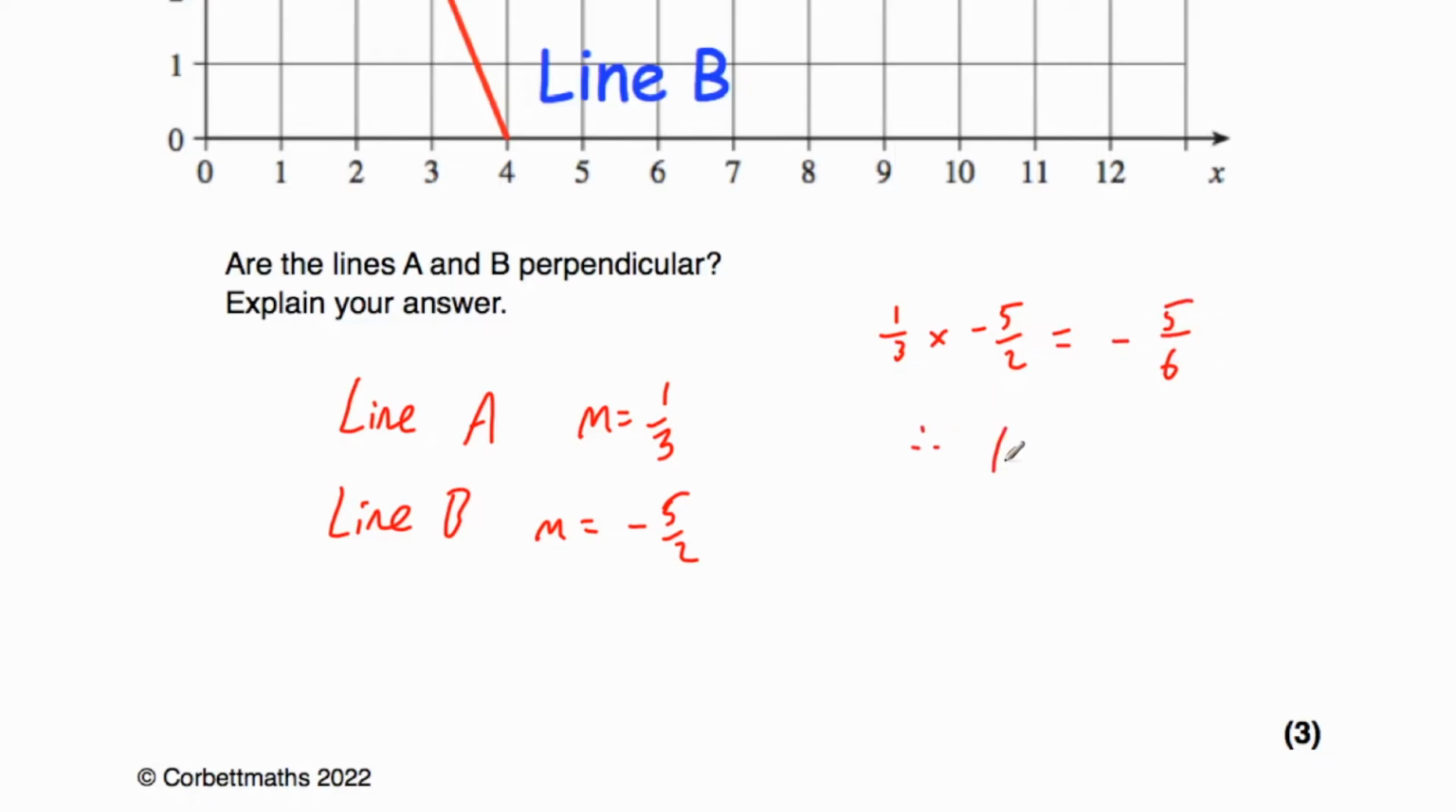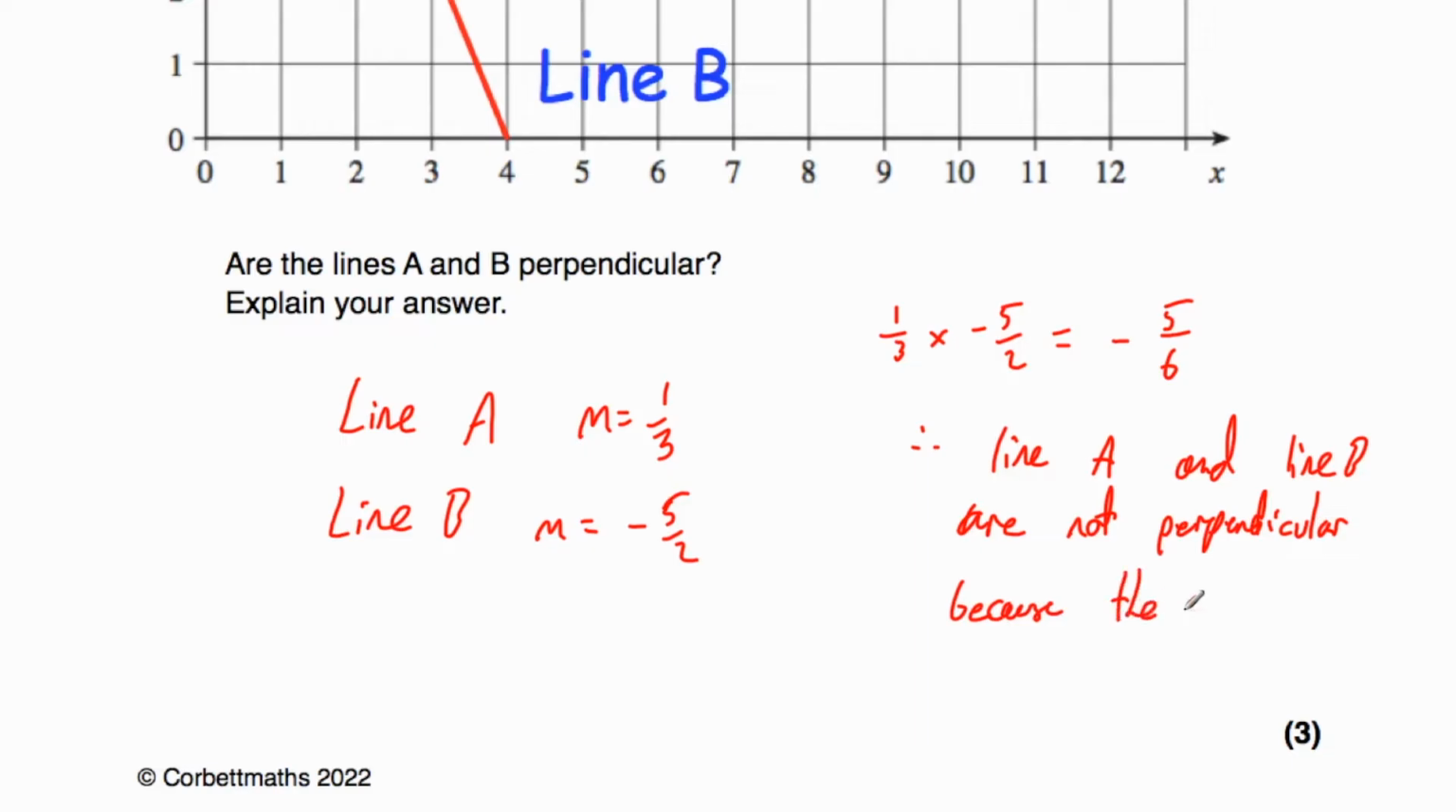So therefore, line A and line B are not perpendicular, because, and that's it. So I've just said line A and line B are not perpendicular because their gradients do not multiply to give -1. And that's it.